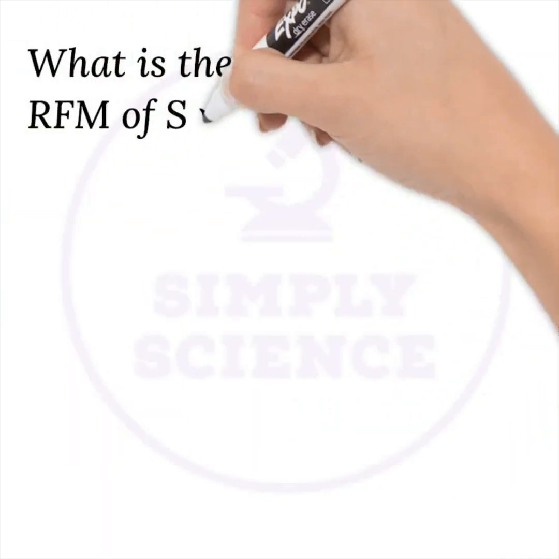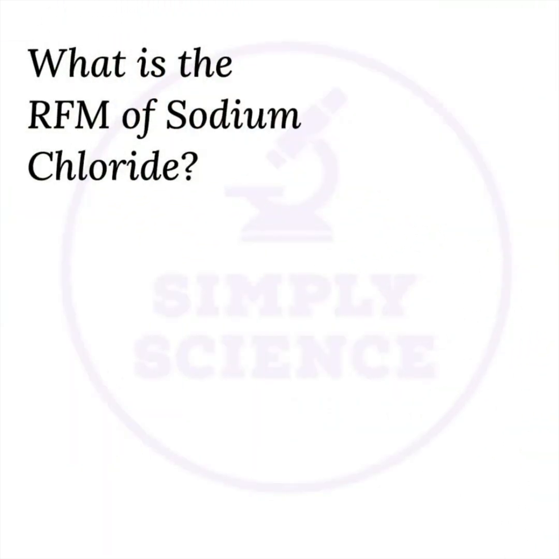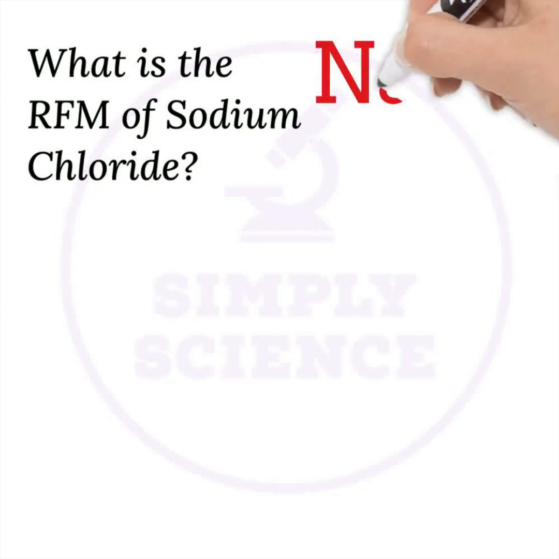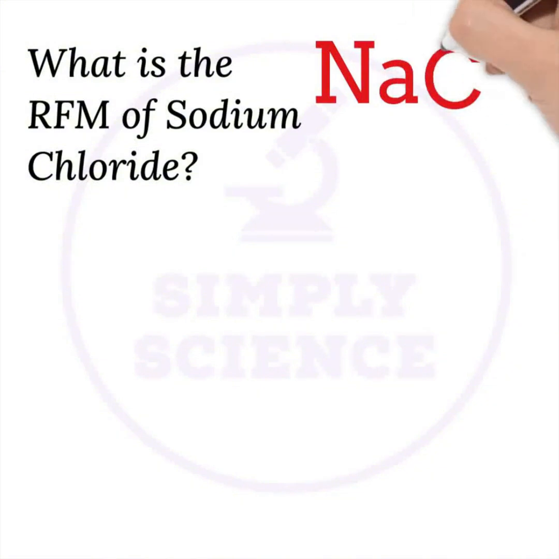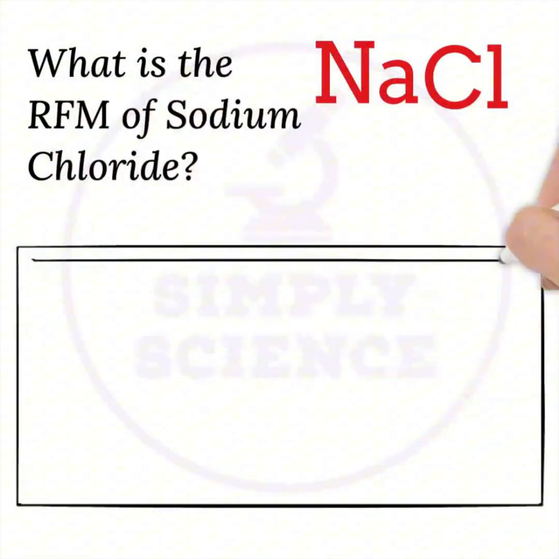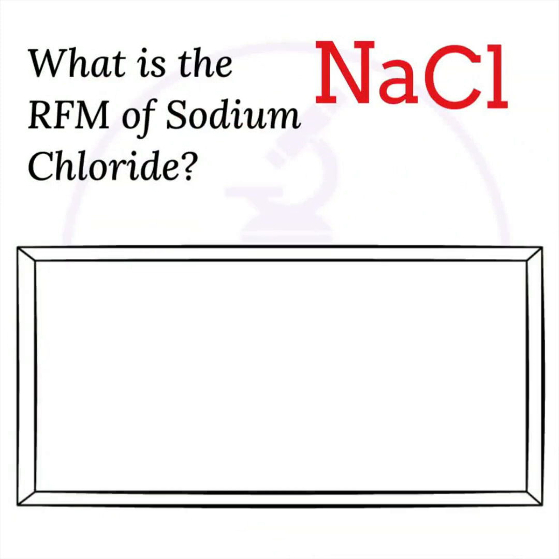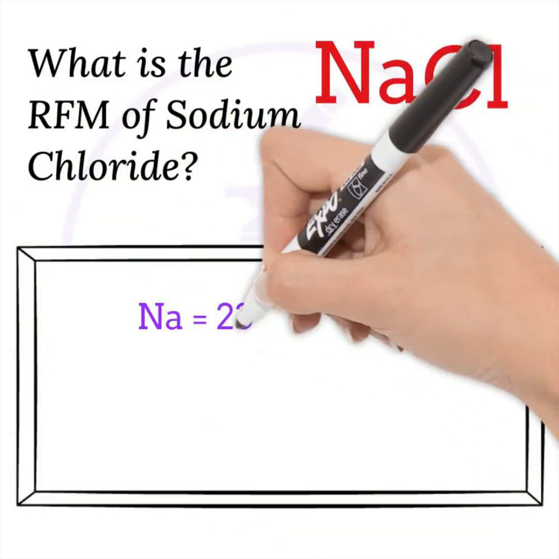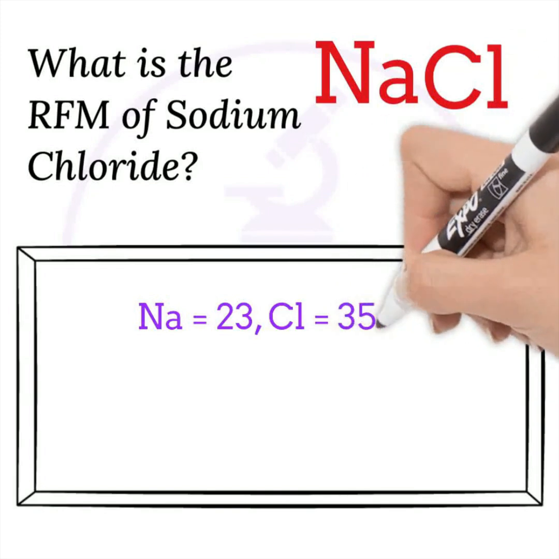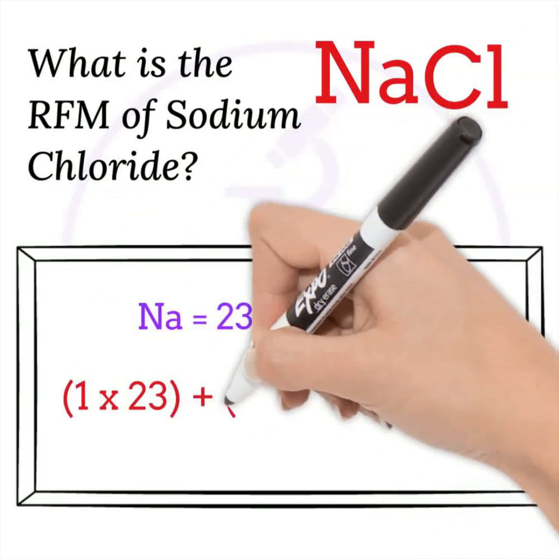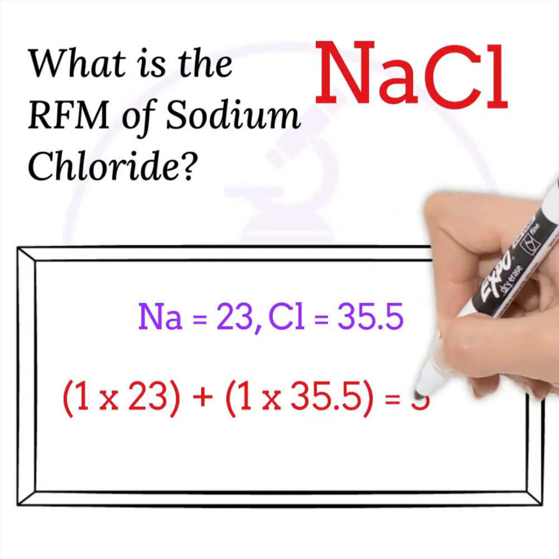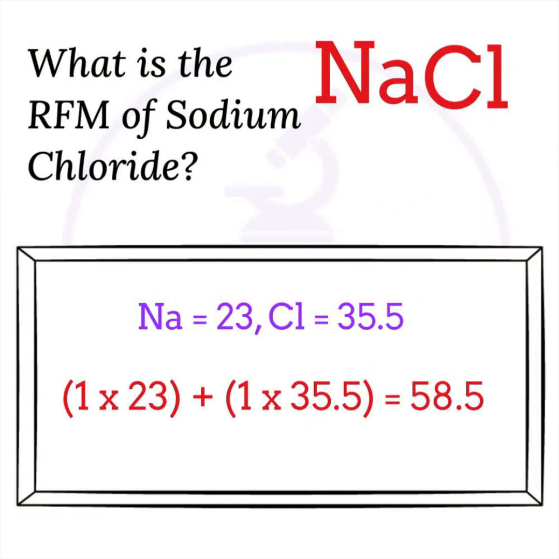What is the relative formula mass of sodium chloride? The first stage is to write the formula for the compound. There is only one sodium and one chlorine in this compound. The periodic table can be used to find the relative atomic masses of these atoms. The number of each atom is multiplied by the relative atomic mass, and the sum total of these is the relative formula mass of the compound. The relative formula mass of sodium chloride is 58.5.